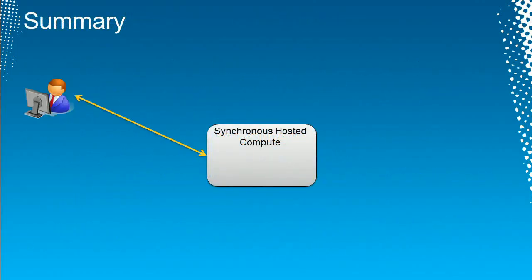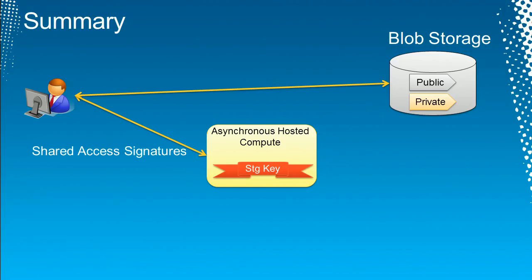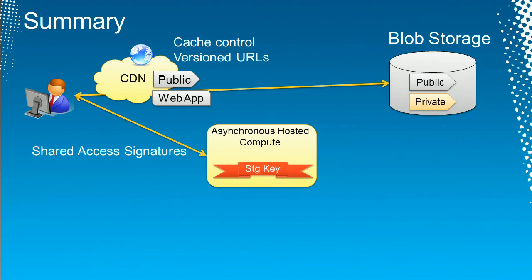So let me just recap what we've talked about. We started off with this synchronous hosted compute service. We made it asynchronous. And then, instead of sitting in between public static content, we got out of the way, and we had our users go directly to blob storage. We also did the same for private static content by using shared access signatures. And then we introduced the CDN to serve public content from the edge, both from blob storage as well as from our web app. And we used versioned URLs and the cache control header to make sure that we have long-lived cache items without serving stale content.